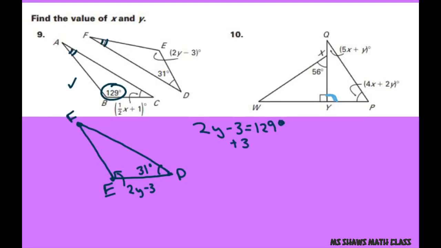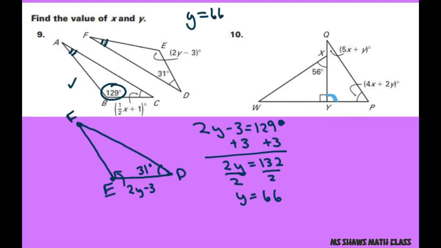Add 3 to both sides. You get 2y equals 132. Divide both sides by 2. So you get y equals, what is that going to be? 132 divided by 2, 66. All right, so y is 66.